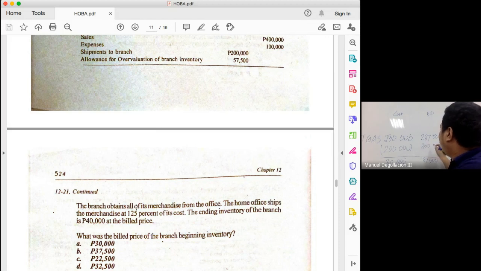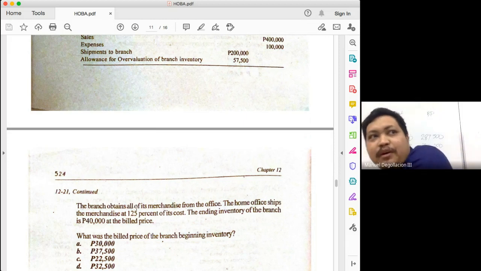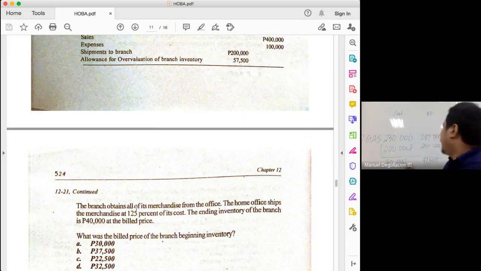250,000. Why are you not sure? All you have to do is multiply 200,000 by 125%. Goods available for sale at bill price, how much? 287,500. And then shipments at bill price, 250,000. So 287,500 minus 250,000 will give you your beginning inventory at bill price, because everything here is at bill price, 37,500.